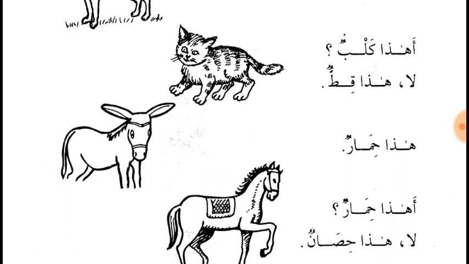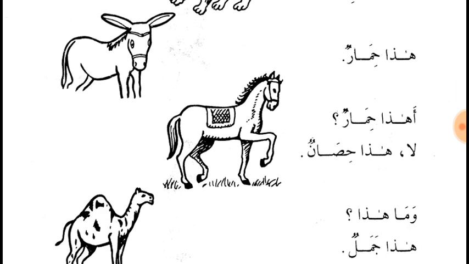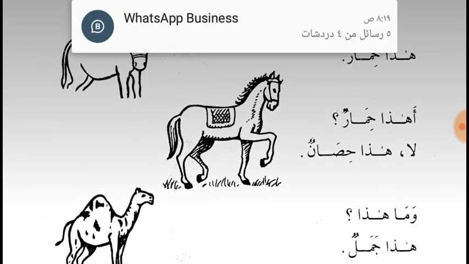This is a donkey. Is this a donkey? No. This is a horse. No, this is a horse.